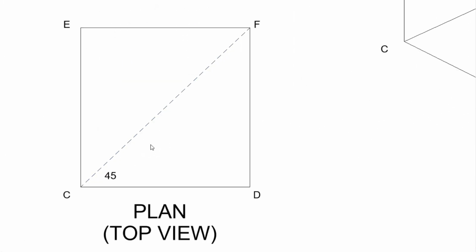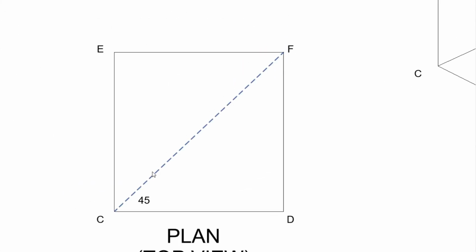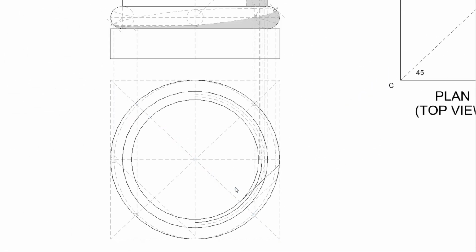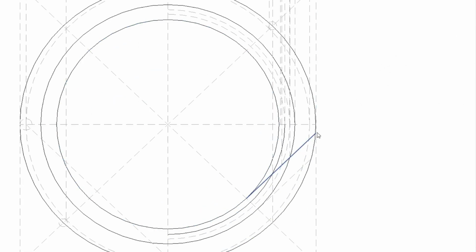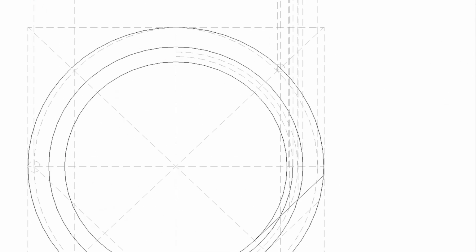The plan view. We've got another 45-degree angle, but this time it's traveling from point C to point F. So this represents the direction that the shadow is traveling in. So when we're looking at our object from above, this is the plan view of the Tuscan column here, which I actually didn't quite finish drawing the shadow for. So you know what I will do?